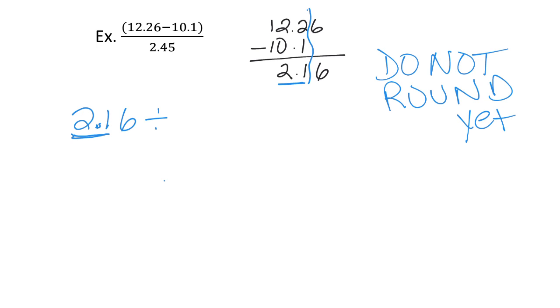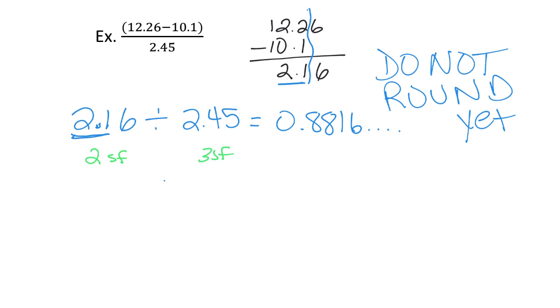Then we're going to divide it by 2.45. And when we do that, we get 0.8816, and it goes even further. So here, now we have to figure out how many significant digits. 2.16 normally has 3, but if you recall, I only have 2. So there are 2 sig figs here, then 3 sig figs here. My answer can only have 2. This tells me whether to round or not. So my answer is 0.88. Okay.